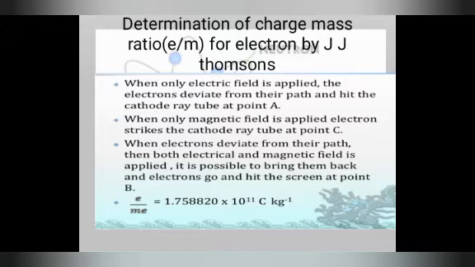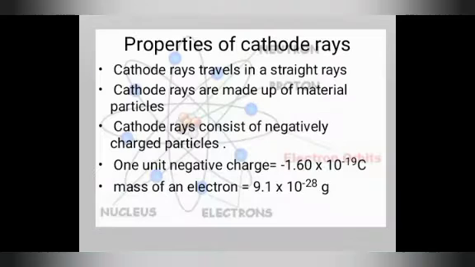When only an electric field is applied, the rays deviate from their path and hit the cathode ray tube at point 1. This I have already explained. So what is the ratio? The ratio e upon m_e is equal to 1.758820 into 10 raised to power 11 coulomb per kilogram. Keep the value in your mind.